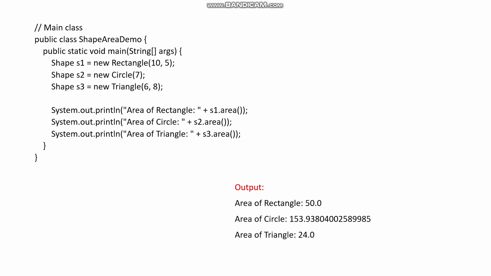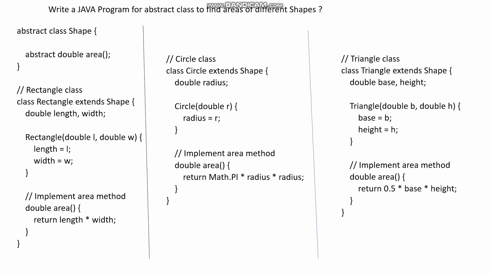Right. Coming to the lab program point of view: write a Java program for abstract class to find areas of the different shapes. First of all, I am creating the abstract class. The class name is Shape, and it contains one method.